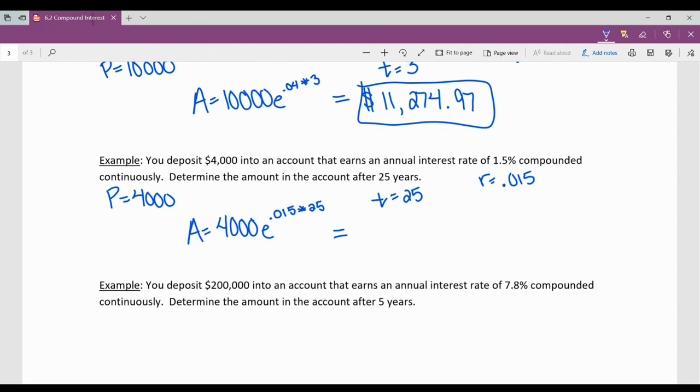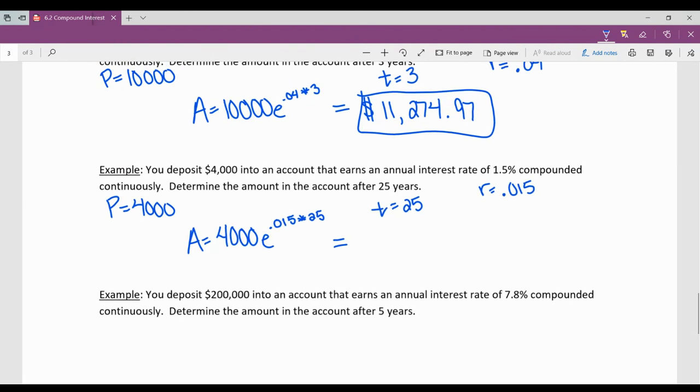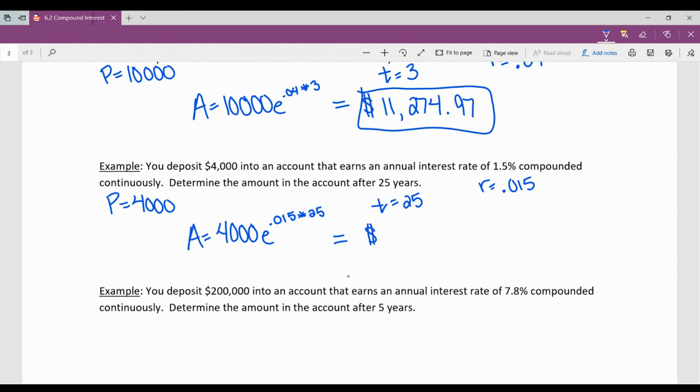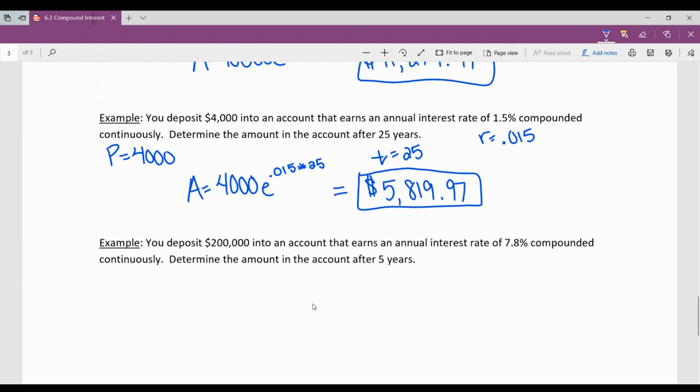So we do second ln to bring up the E. 0.015 times 25 times 4,000. And I get my amount in my account after 25 years is going to be $5,819.97. Be careful with that rounding, guys. 5 or more, you round up. So the cents, if you look past the one past the cents, you determine if you have to round that number up or down. Okay?